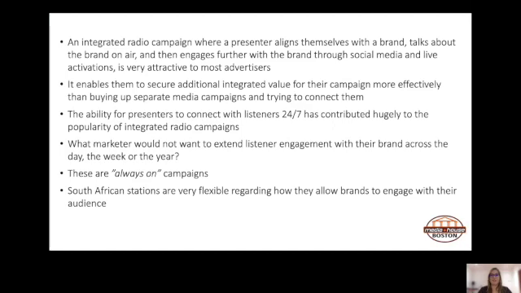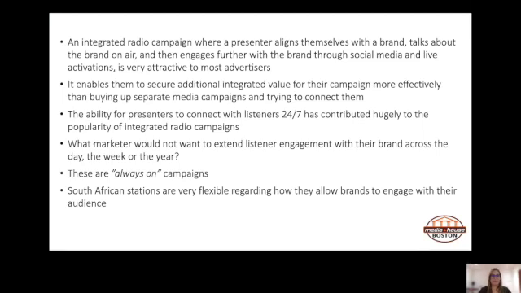The best presenters understand that they carry an appeal for advertisers that are looking to find influencers to create positive engagements with their brands. Many South African radio presenters have more social media followers than they do actual listeners. An integrated radio campaign where a presenter aligns themselves with the brand, talks about the brand on air, and then engages further with the brand through social media and live activations is very attractive to most advertisers and enables them to secure additional integrated value for their campaign more effectively than buying up separate media campaigns and trying to connect them into one.